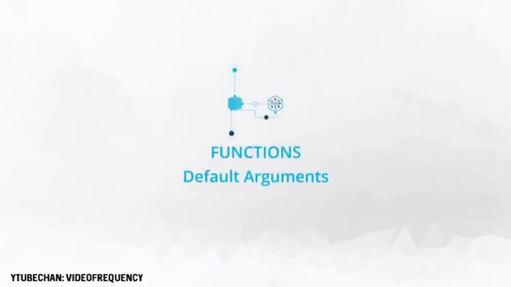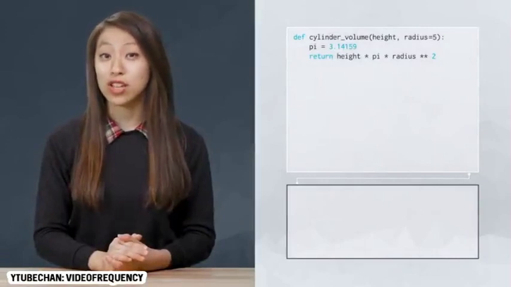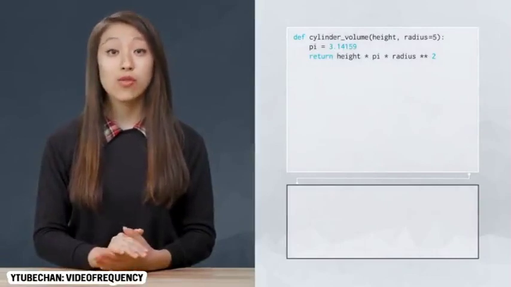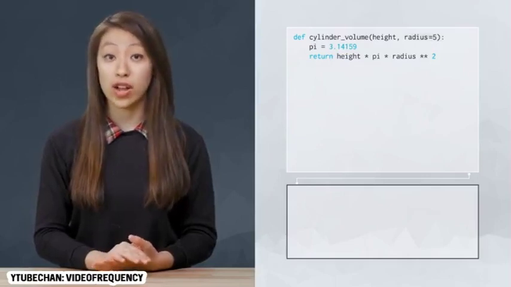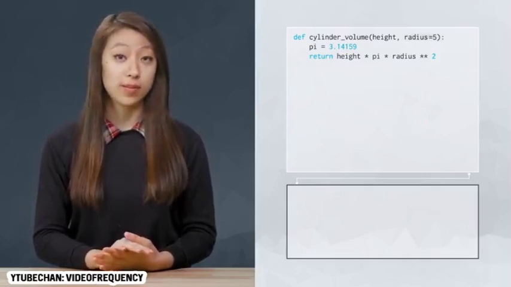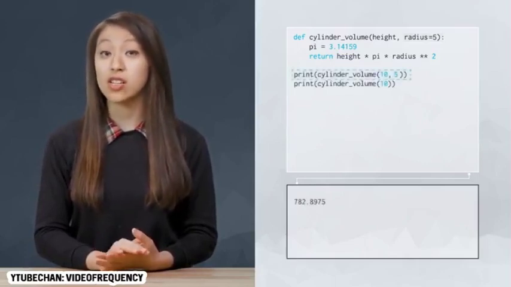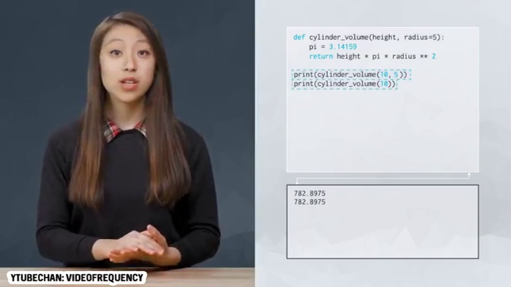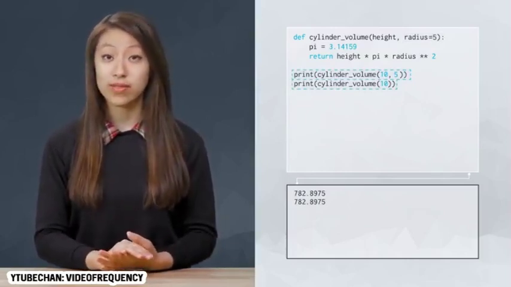Let's revisit the cylinder volume function, but with one modification. This function includes a default argument. If radius is not specified, then the variable radius will default to 5 when used in the function body. Calling the function like this would be the same thing as calling it like this, because radius is set to 5 if not specified as another value.